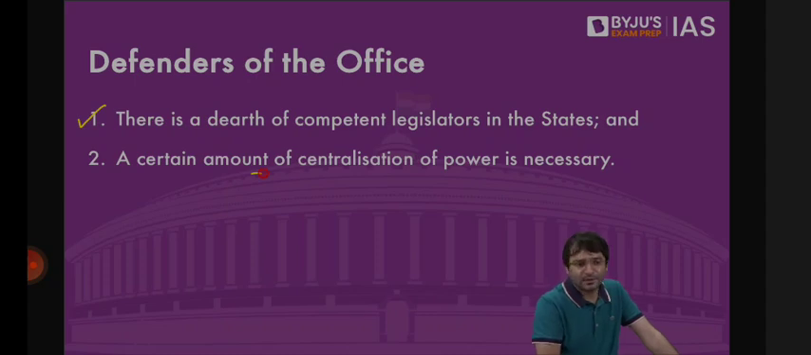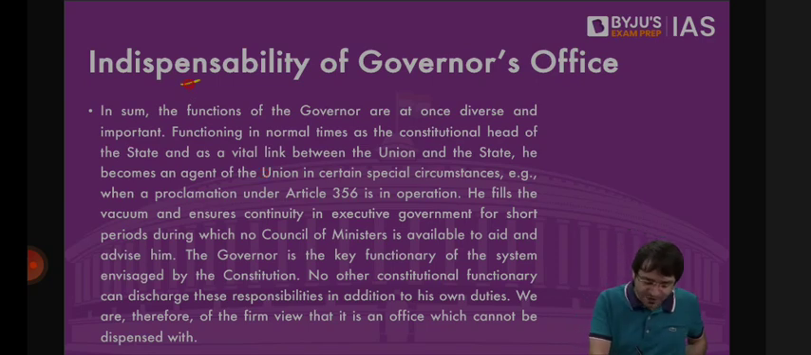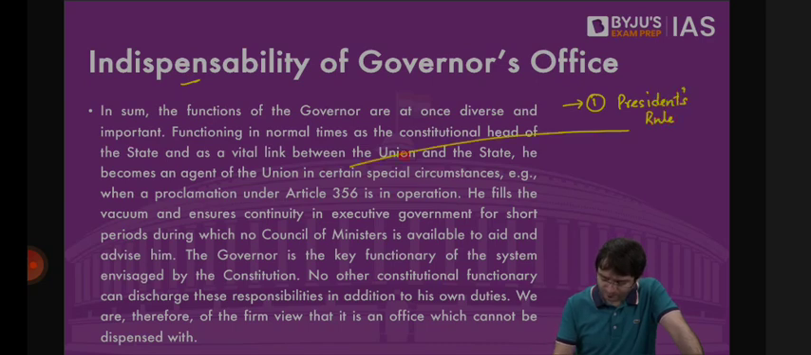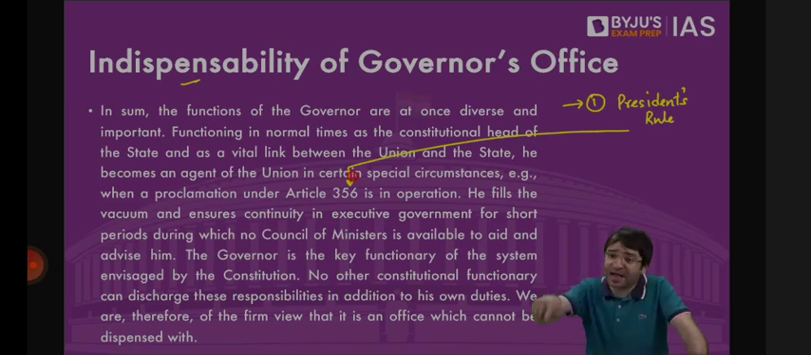But then, there are those who say this office of governor is indispensable. We can't function without the office of governor. For example, during President's rule under Article 356, which we will discuss today, when the chief minister is dismissed, when there is no council of ministers in a state, who will run that state? Governor. We cannot imagine any other individual performing this task except the office of governor. So for that reason, we need the governor.